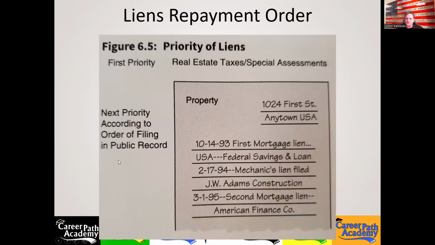So when you do a title search, the person who searches the public records, that abstractor, they basically put down the address of the property on a piece of paper, and then they make a list of all the documents they could find in the public records, and they put them in chronological order according to the dates that they were recorded in the public records.